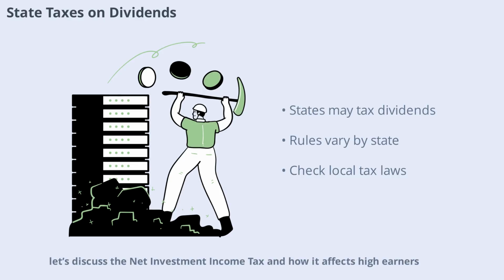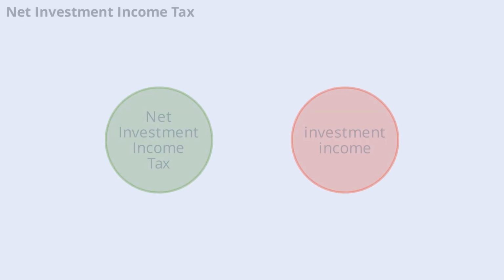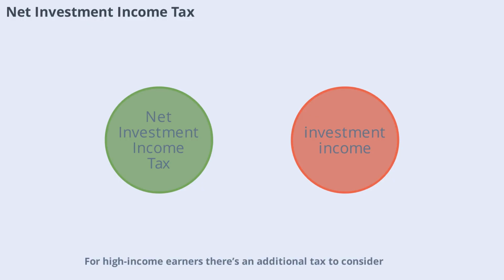Next, let's discuss the net investment income tax and how it affects high earners. For high-income earners, there's an additional tax to consider, the net investment income tax (NIIT). This 3.8% tax applies to investment income, including dividends, if your modified adjusted gross income exceeds certain thresholds. For single filers, the threshold is $200,000. For married couples filing jointly, it's $250,000. If you're subject to this tax, it can significantly increase your overall tax bill on dividends.